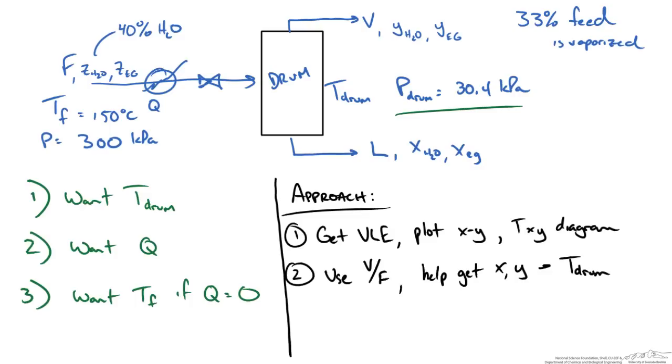T of the drum. Once we have T of the drum, we can solve for the enthalpy associated with the liquid stream as well as the enthalpy associated with the vapor stream, and this will allow us to solve for the enthalpy of the feed. And since we know the enthalpy of the feed, this will help us get Q. And as you can see, if we have Q, then we can reevaluate the enthalpy of the feed to figure out what the temperature of the feed would be.